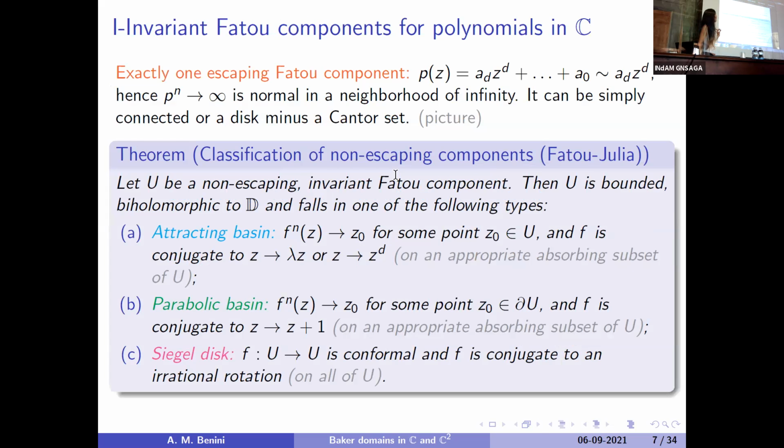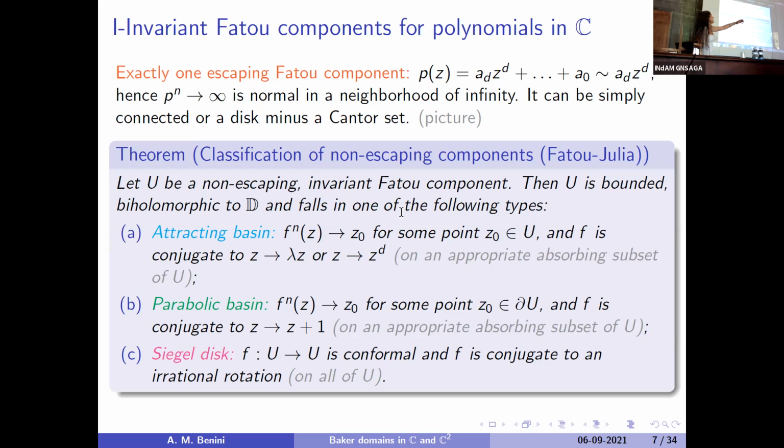Let us start with the classification of Fatou components for polynomials in C. This is an ancient work. It goes back to the 20s, and mostly to Fatou and Julia, the two French mathematicians who started complex dynamics a long time ago. Let us look first at the escaping Fatou component. Let us look for a second at this formula. When you have a polynomial, there is a leading coefficient, a, b, with the leading term z to the d, and then you have lower order terms. So when you go near infinity, really, the only thing that matters is this leading term, a, b, z to the d.